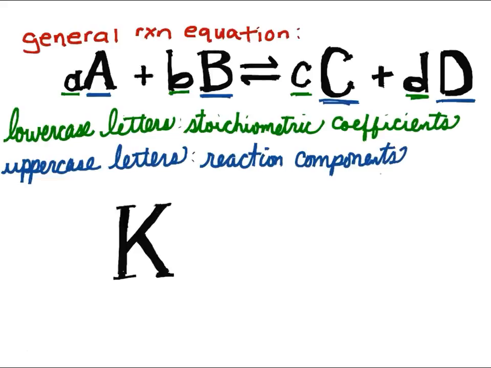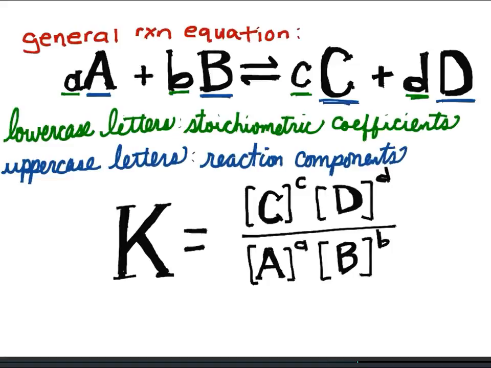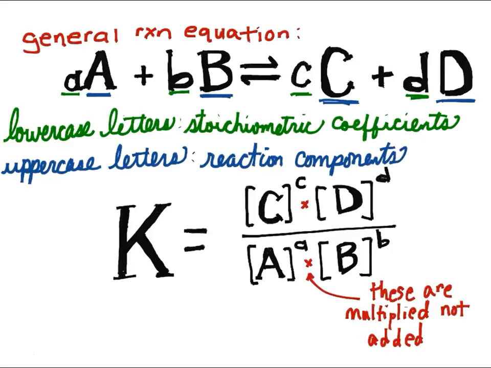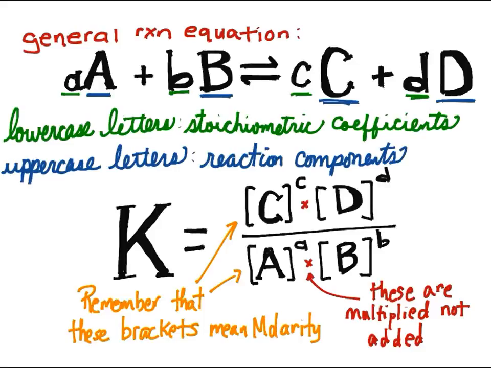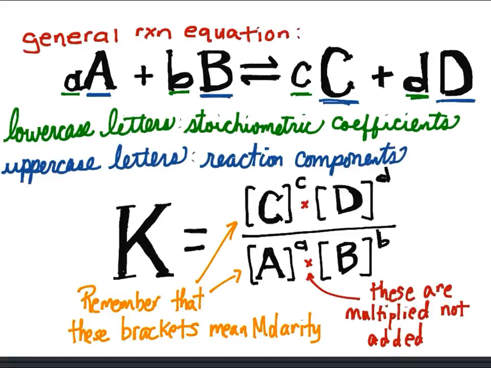If this is our generic equation and we write the expression for capital K, the equilibrium constant, then you see it here. We have the concentration of C raised to the c power times the concentration of D raised to the d power. So the products always go in the numerator, and the reactants go in the denominator: concentration of A to the a power, concentration of B to the b power. Now remember that these are multiplied, not divided, and remember that the brackets mean molarity. And the other important part of this is that these concentrations, the molarities you see, are the concentrations at equilibrium.